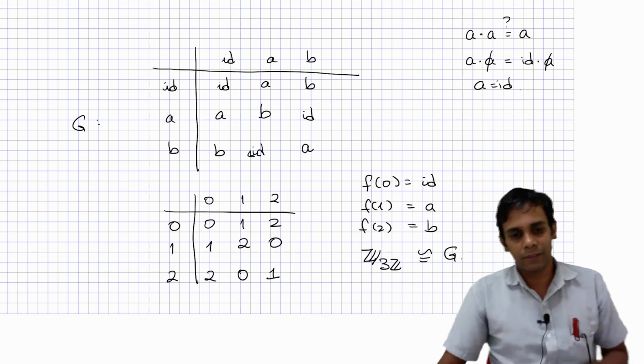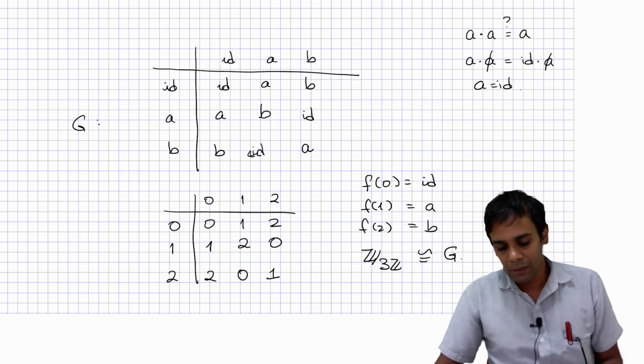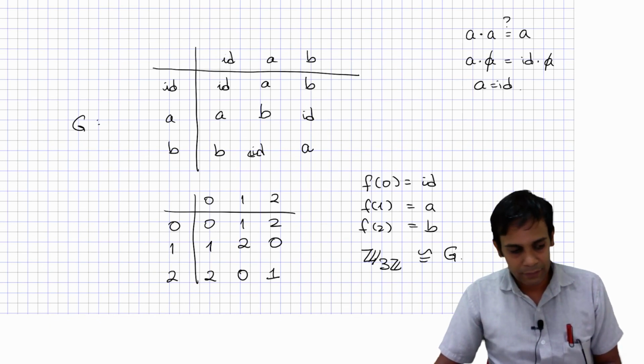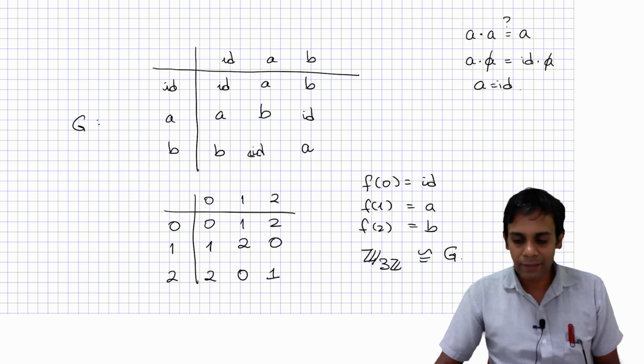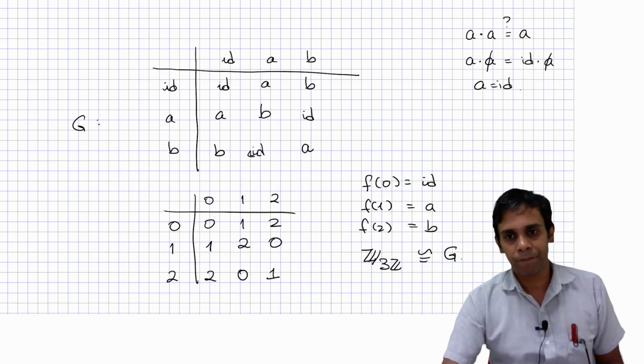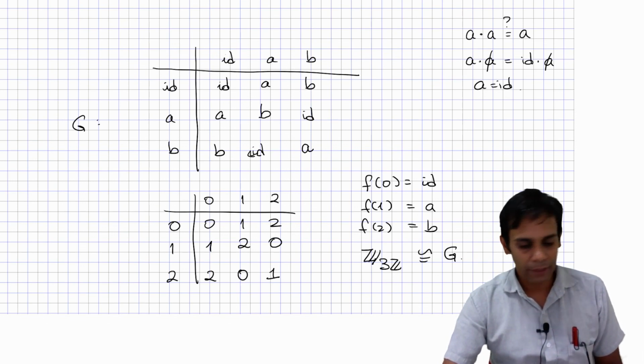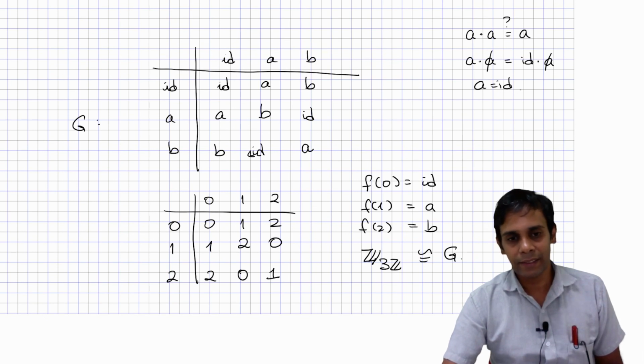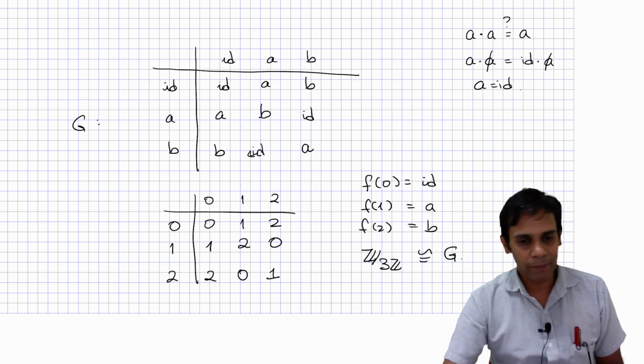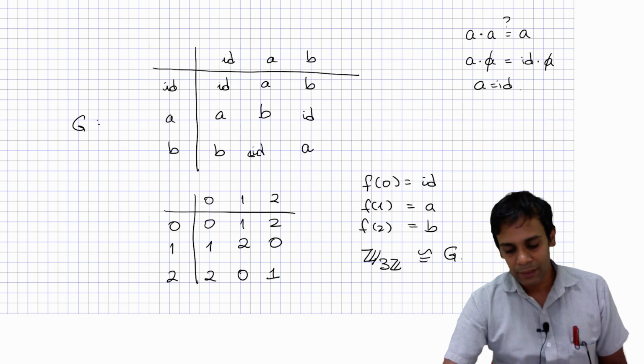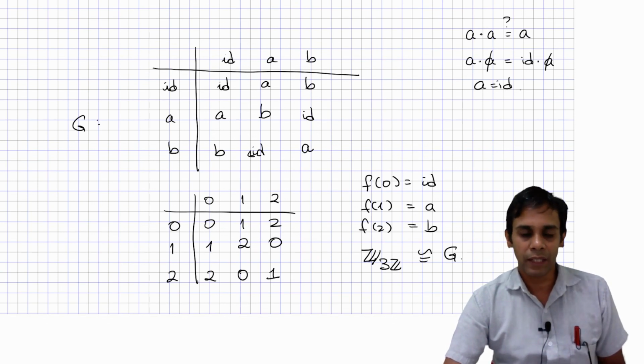So in this lecture, we've seen the abstract definition of a group. It's a set with a binary operation, and this binary operation must satisfy the axioms of associativity, identity, and inverse. Then we looked at some examples of groups, some non-examples, and we talked about when two groups are isomorphic.